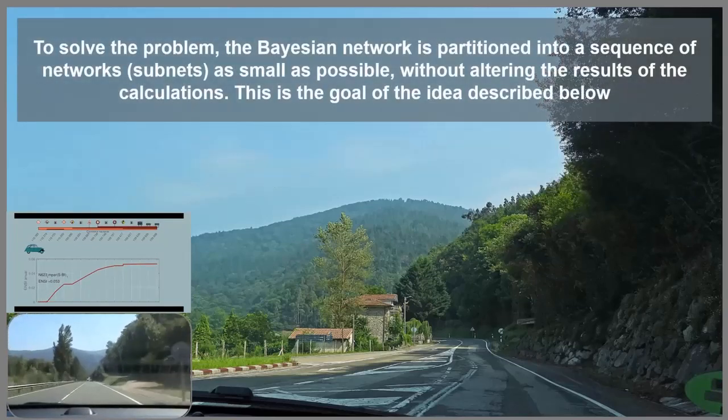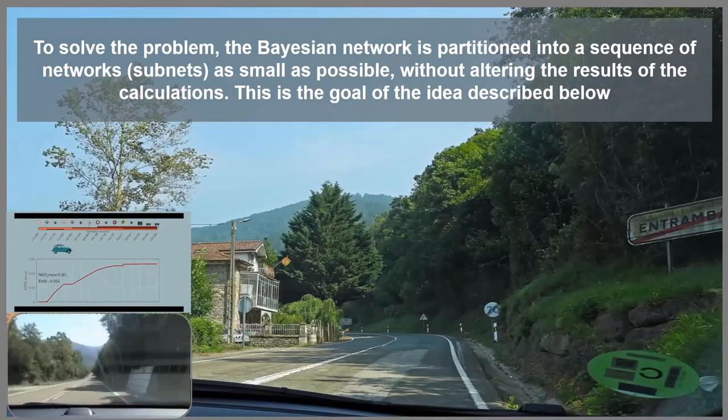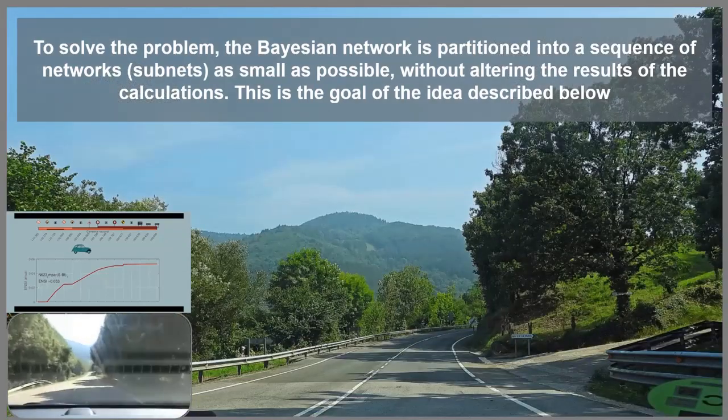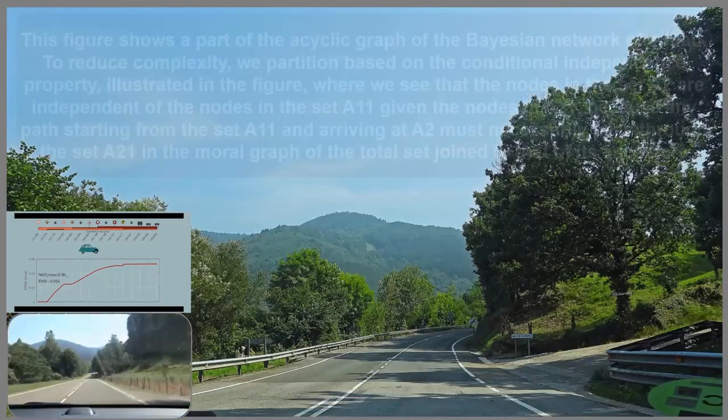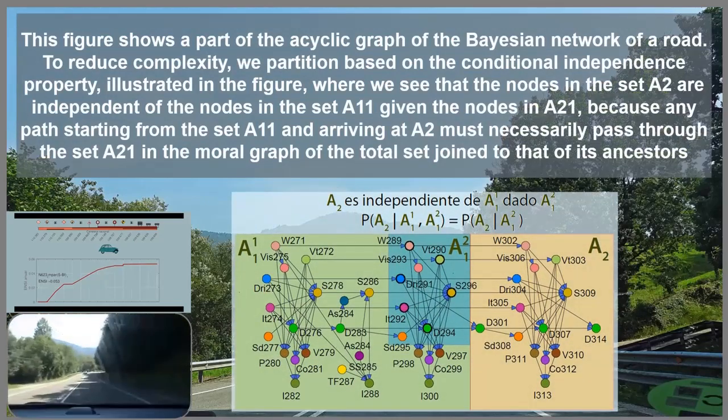To solve the problem, the Bayesian network is partitioned into a sequence of networks, subnets, as small as possible, without altering the results of the calculations. This is the goal of the idea described below. This figure shows a part of the acyclic graph of the Bayesian network of a road.